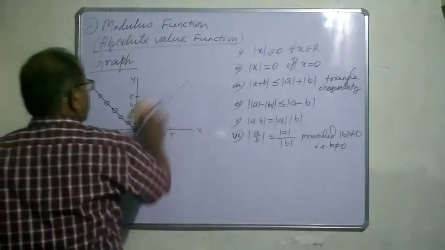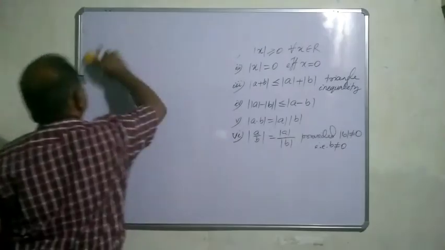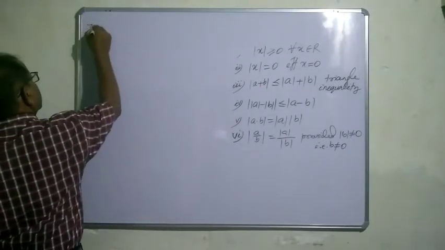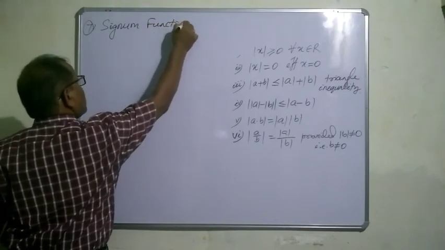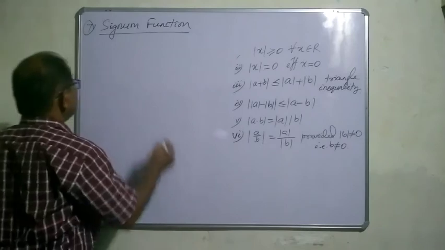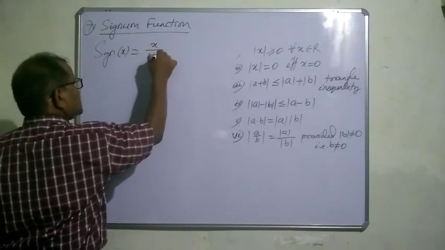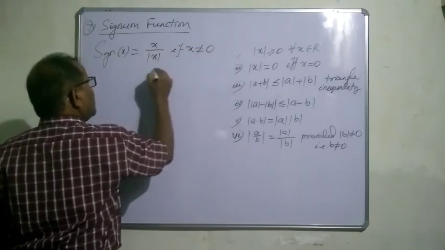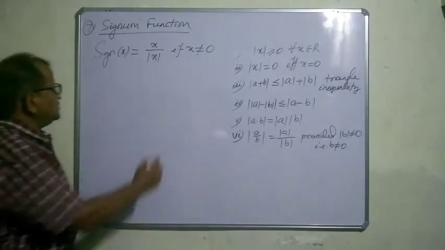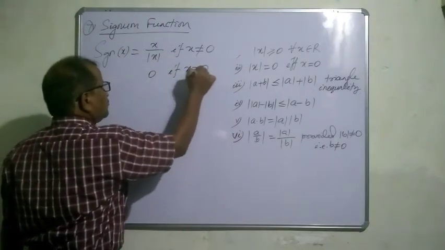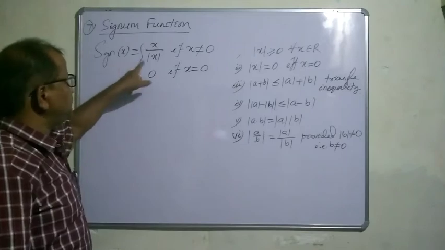Signum function, number 7. It is represented like this: SGN x is equal to x by modulus of x if x is not equal to 0, and it is 0 if x is equal to 0. This is your signum function, which is defined with the help of modulus function.